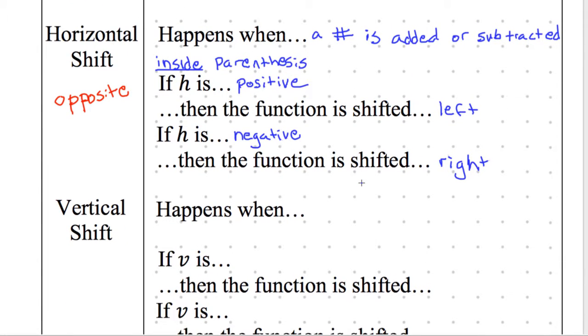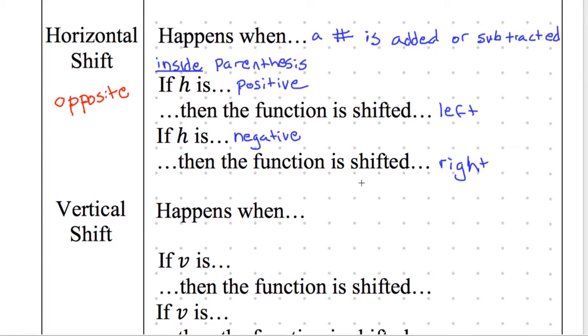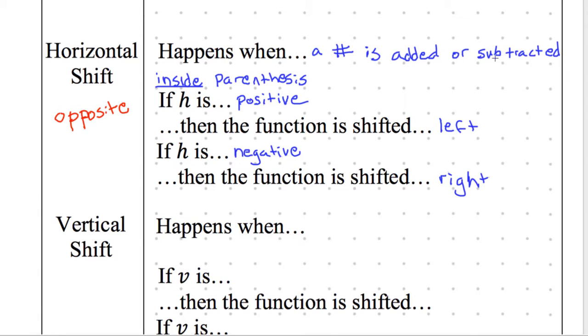All right, vertical shift. Oh, wow, Mr. Sindel called it a V. How convenient. It's vertical shift. This happens when, and it's going to be almost the same setup, a number's added or subtracted, but the key word here, underlined, is going to be different. So this happens when a number is added or subtracted, instead of inside, it is now outside. Outside, parentheses.